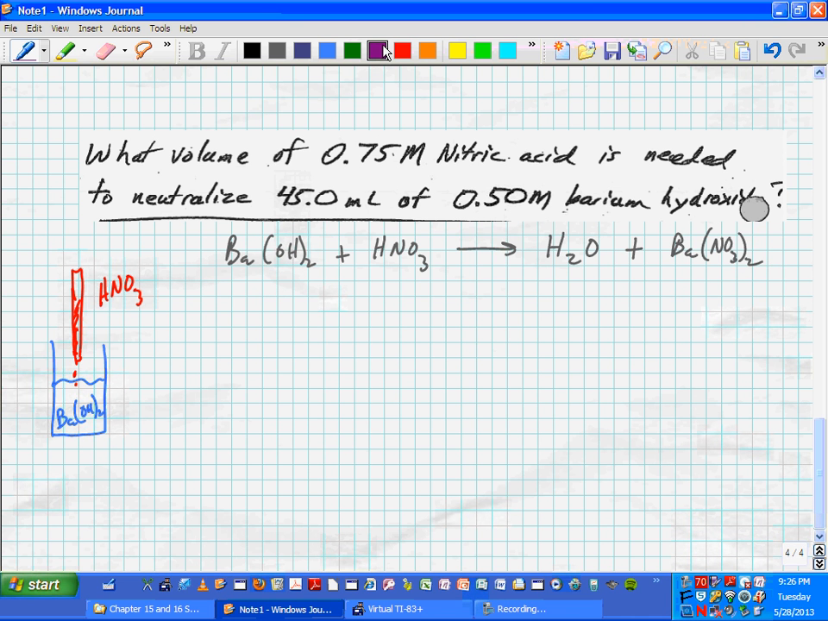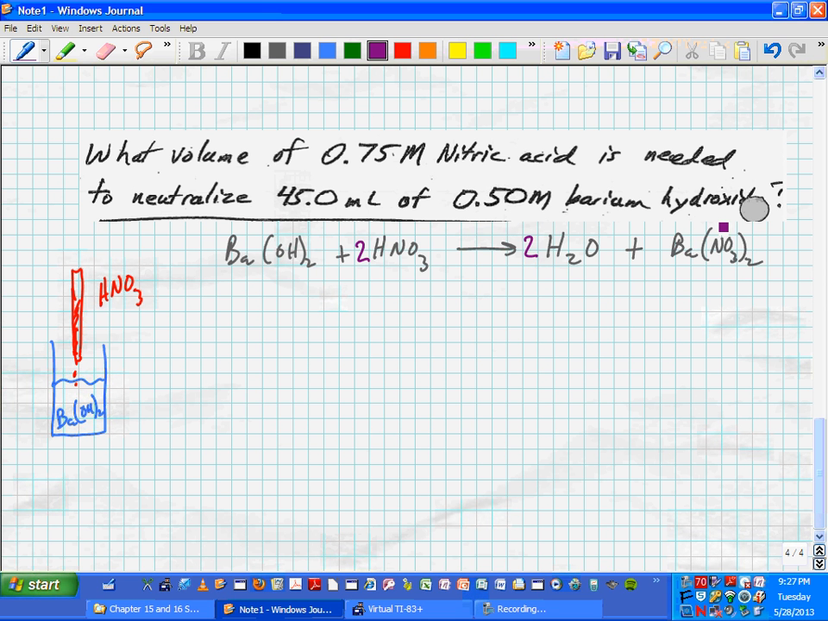Balancing this up, let's see here. What would be easy? I've got 2 nitrogens here, I've got 1 nitrogen here, so let's put a 2 there. That gives me 4 hydrogens there. I've only got 2 hydrogens there, so let's put a 2 there, and I think that'll do it. 1 barium, 1 barium. 2 plus another 6 is 8 oxygens. 2 plus another 6 is 8 oxygens. 2 hydrogens plus another 2 is 4 hydrogens. Yeah, we're good. We're there. 2 nitrogens over there. Yep, we're all good.